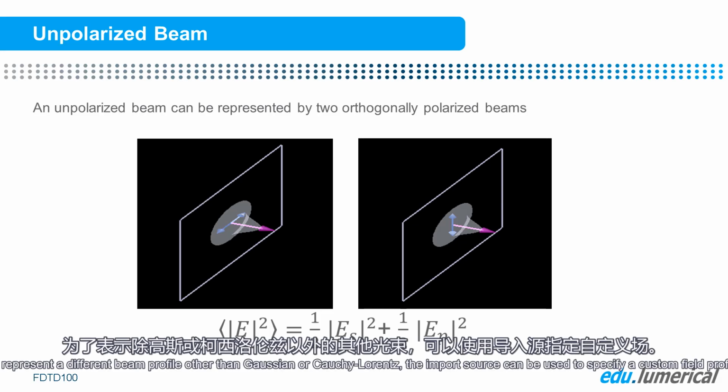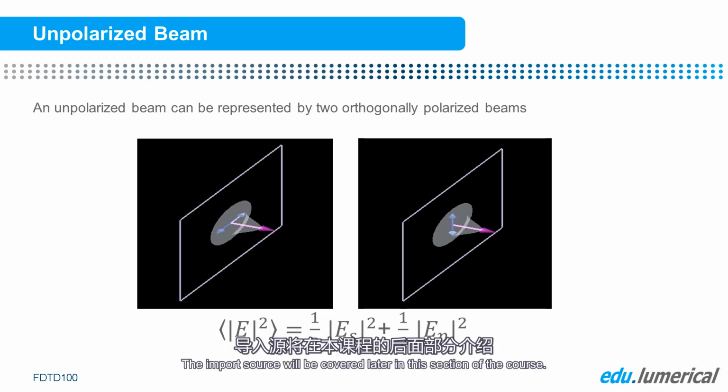To represent a different beam profile other than Gaussian or Cauchy-Lorentz, the import source can be used to specify a custom field profile. The import source will be covered later in this section.